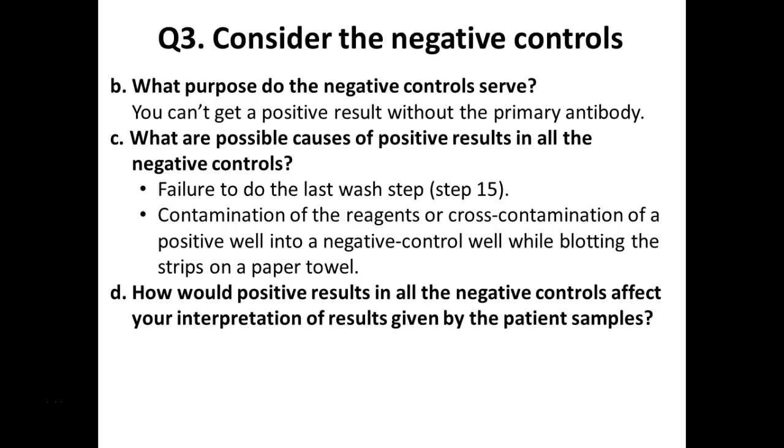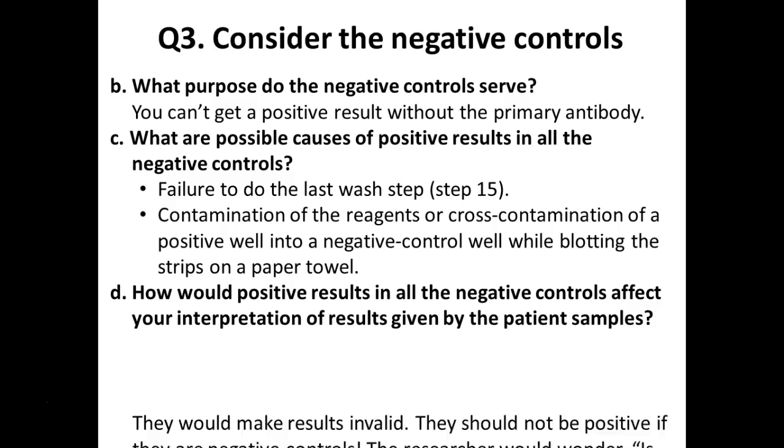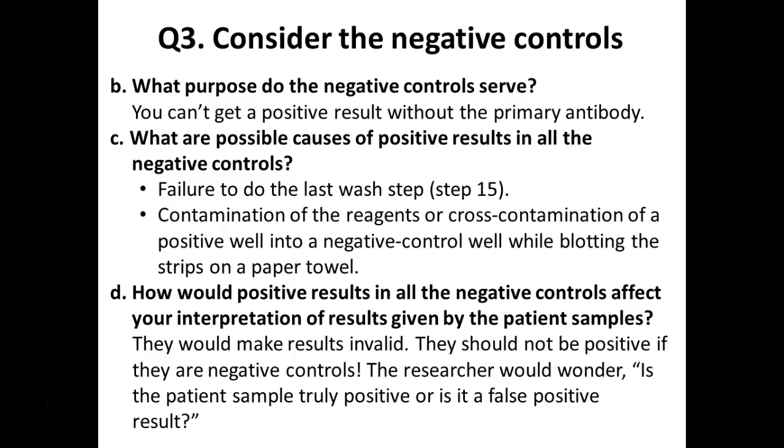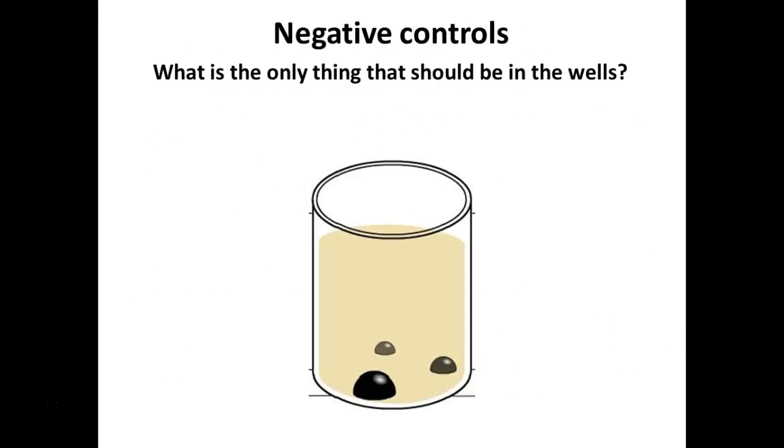How would a positive result in negative controls affect our interpretation of our results? Could we use those results? No, right? It invalidates our experiment. Is that person really positive or negative? We don't know. Our controls didn't come out right. Got to start over. Because you don't want to tell somebody they have HIV if they don't, right? You want to be sure.